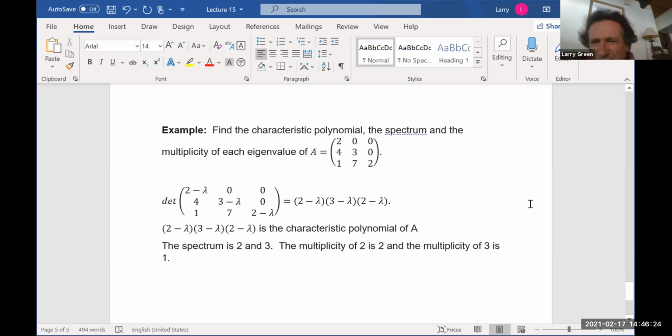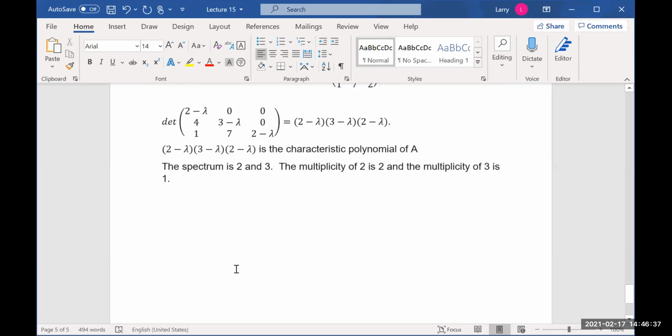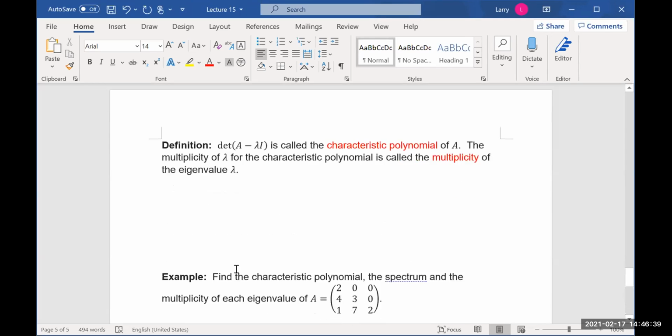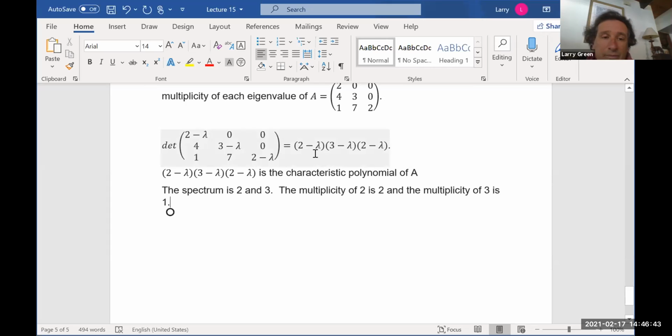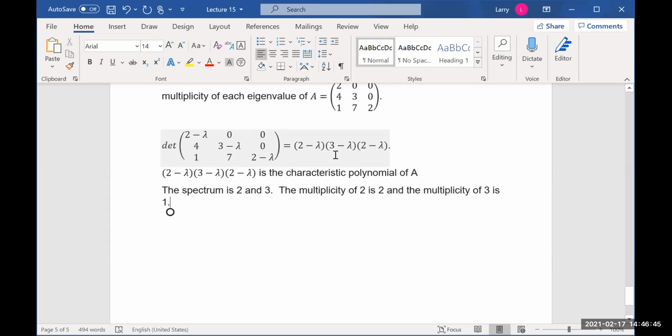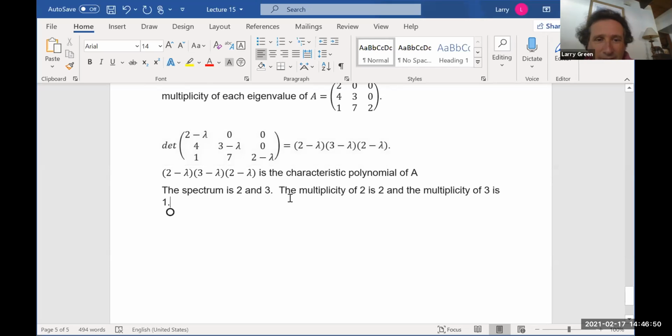Actually, the kernel itself consists of the v's, the eigenvectors, which we weren't asked for. But these are the lambdas that give you a non-trivial kernel. And we say it's just 2 and 3 for the spectrum because we got 2 twice. Those are the roots: you get 2, 3, and 2. But since I said 2 twice, you just say the multiplicity of 2 is 2. That means we got 2 twice. Got it.